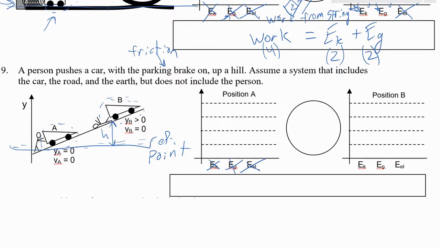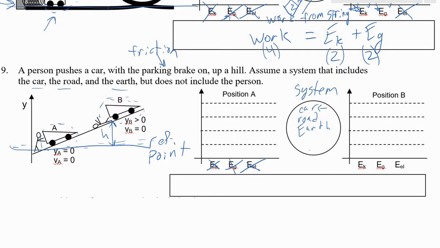One thing I did not do, which I should have done first, I did this in the other video too. You have to do your system first. Oops. So your system, it says car, road, earth, but not the person. So car, road, earth. The road and earth aren't super important. The car is mostly the important part. So now we have to decide, well, what type of energy is there going to be at the end? And then what happens going into and out of the system?